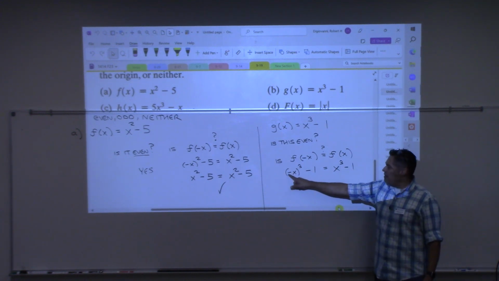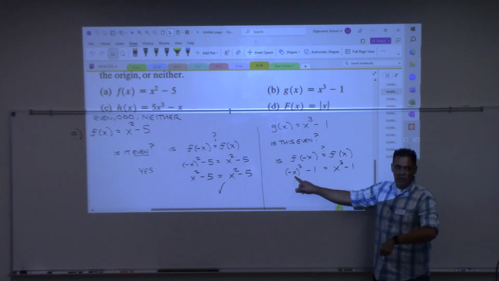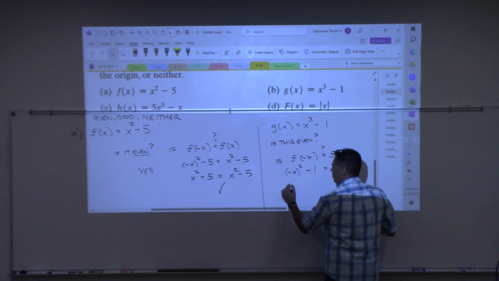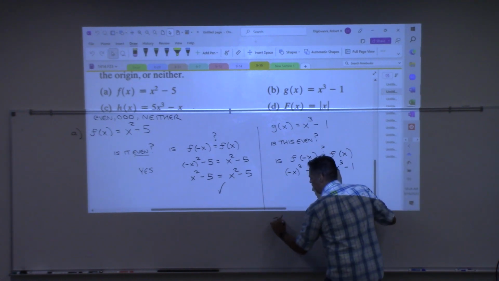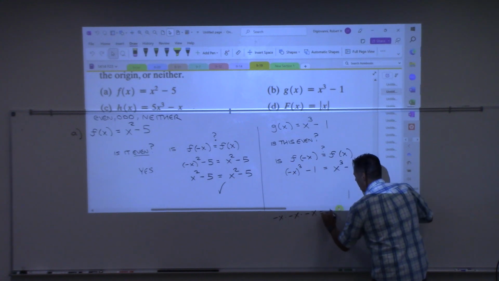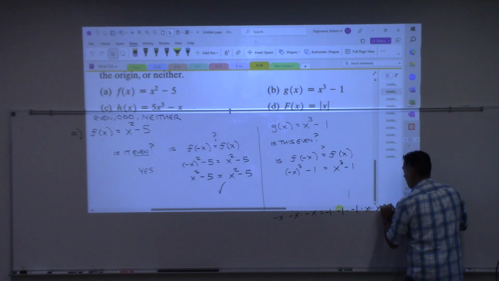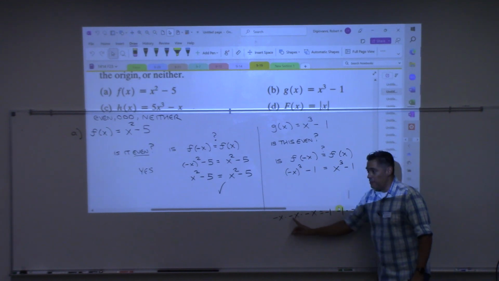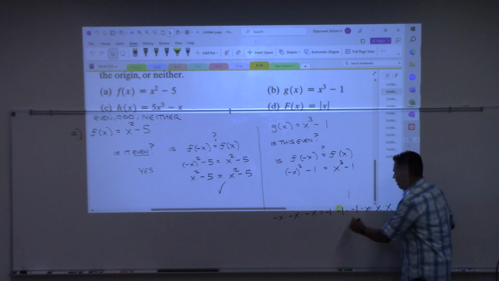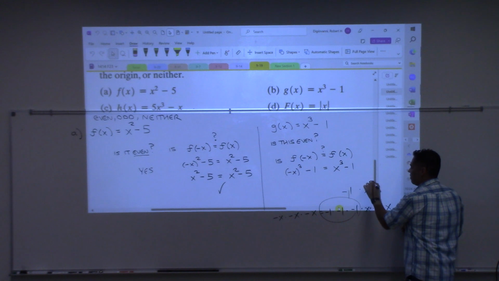Now, when you take a negative x and you cube it, negative x times negative x times negative x, are you going to get a positive or a negative? Negative, right? So this turns into negative x times negative x times negative x, which is the same as negative 1 times negative 1 times negative 1 times x times x times x. There's 3 negative 1s being multiplied, and there's 3 x's being multiplied. The 3 negative 1s become negative 1, and the 3 x's become x cubed.